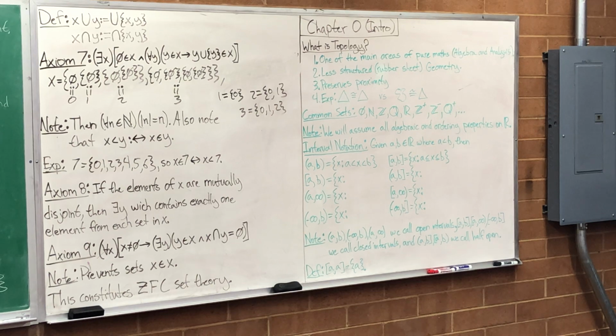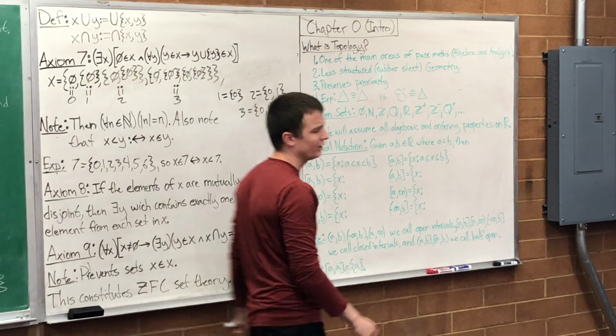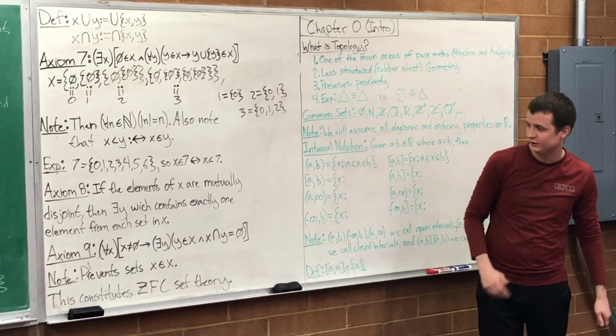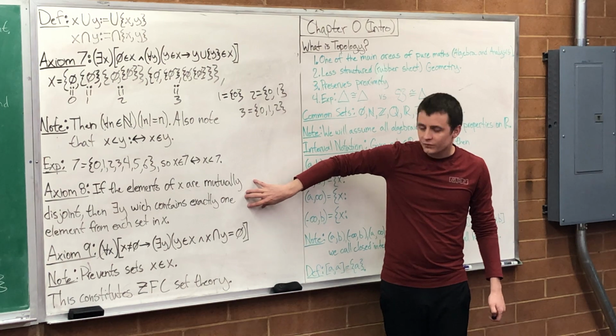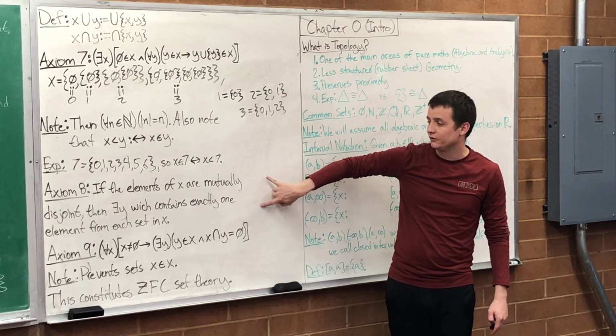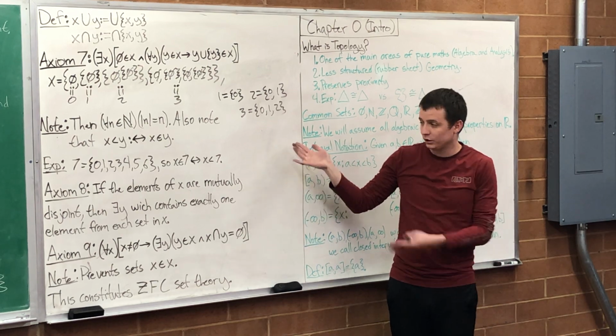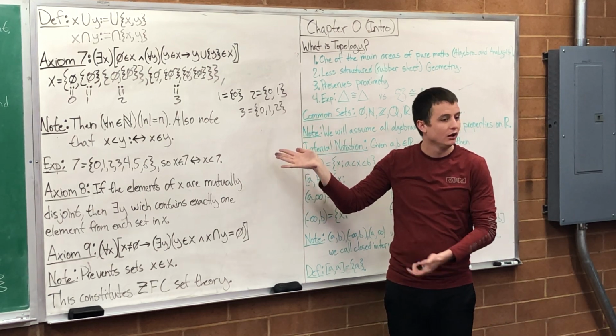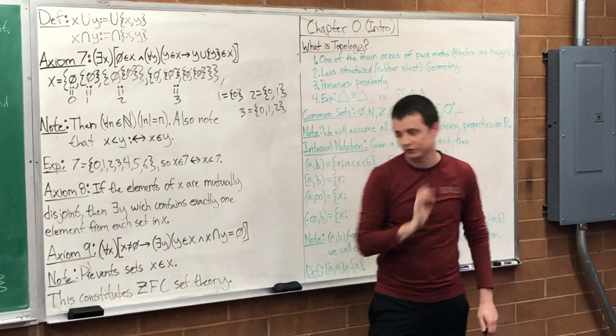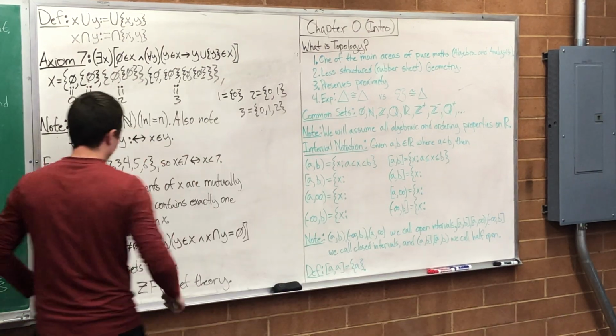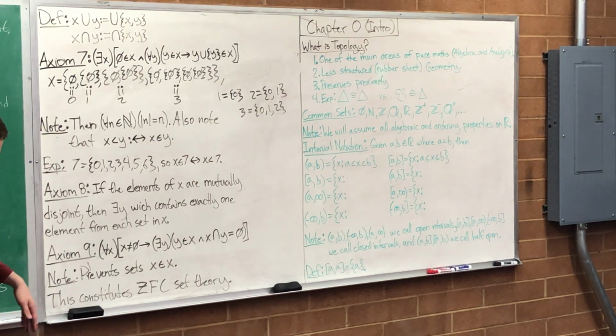Our next axiom, Axiom 8, is kind of a weird one. It's called the Choice Axiom or something like that. It has choice in the name. Oftentimes, set theory is developed without this axiom. I'm just giving it to you for complete set theory. It's the Axiom of Choice, and let's go over what it gives us.